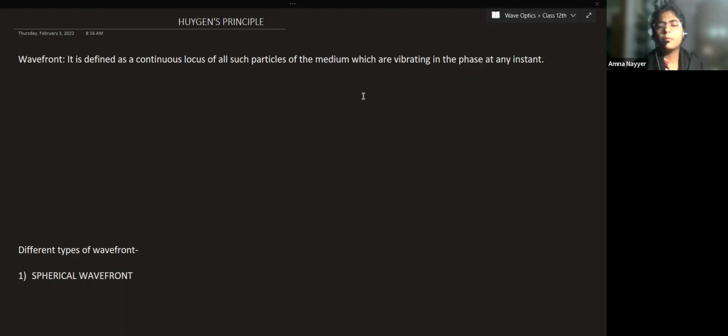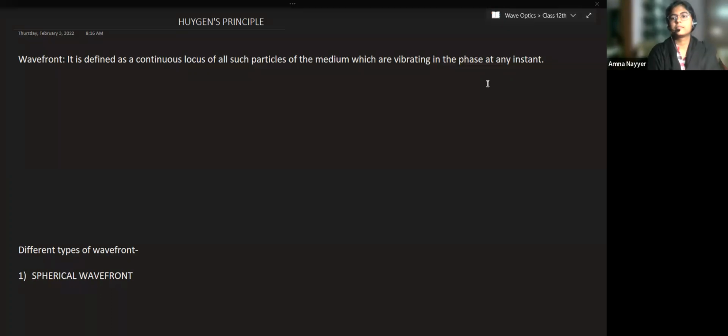So now let's start with wave optics. In wave optics, you have three topics to be covered. The first topic is Huygens' principle, which is present on the screen. Then after Huygens' principle, you have interference, then you have diffraction. So these three topics are present: Huygens' principle, interference, and diffraction. Now, class, we will start with Huygens' principle first.